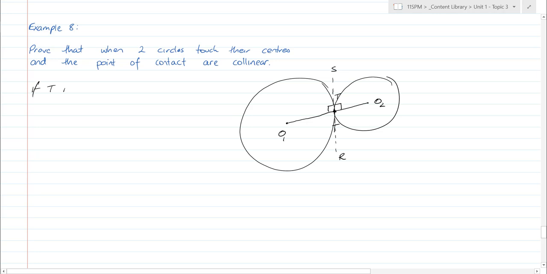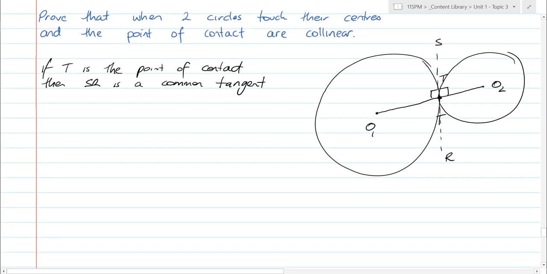I can say if T is the point of contact, which it is, because that's given in the question, then, so it's an if-then statement, SR is a common tangent. So it's a bit of a pain, but you see how I'm making every statement? I'm making sure that every part of my proof is shown.